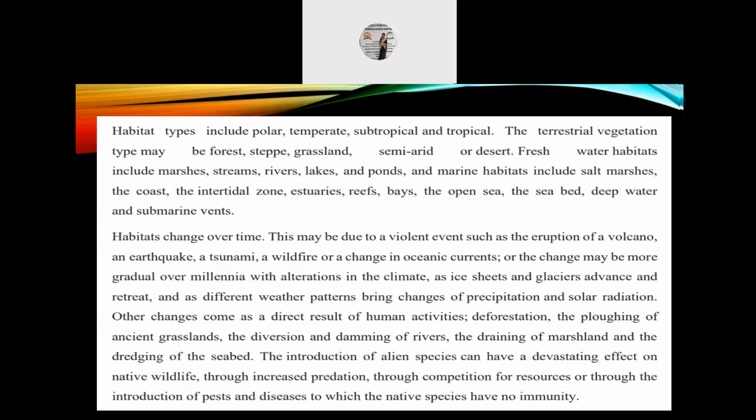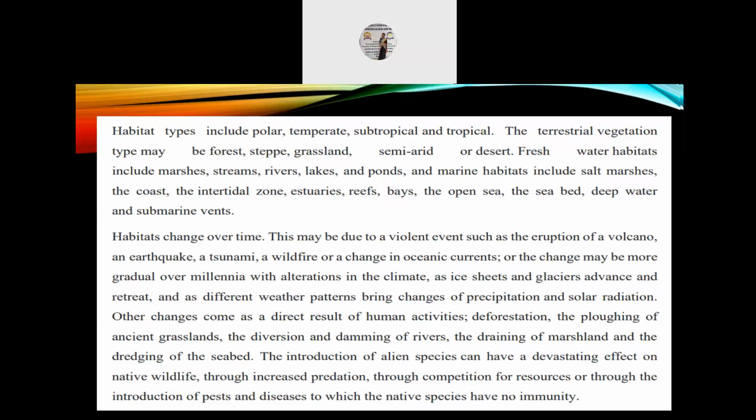Habitat types include polar, temperate, subtropical, and tropical. The terrestrial vegetation type may be forest, steppe, grassland, semi-arid, or desert. Freshwater habitats include marshes, streams, rivers, lakes, and ponds, and marine habitats include salt marshes, the coast, the intertidal zone, estuaries, reefs, bays, the open sea, the seabed, deep water, and submarine vents.